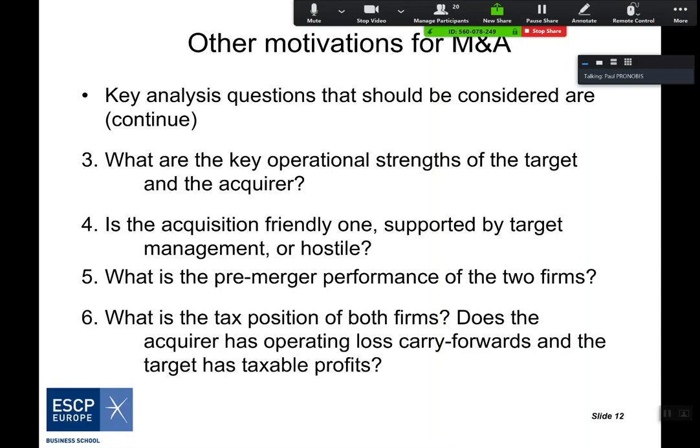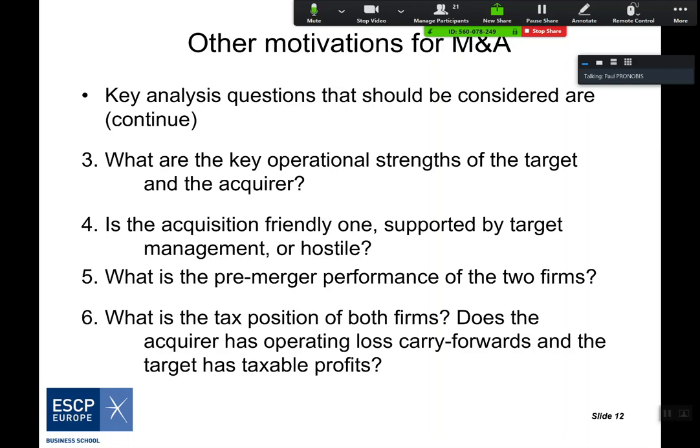Pre-merger performance of the two firms, as already outlined, could be important to look at. So how did the company develop in terms of stock price, in terms of earnings? For example, up to 3 years or 5 years before the announcement date. And then a new aspect as well: what is the tax position of both firms?